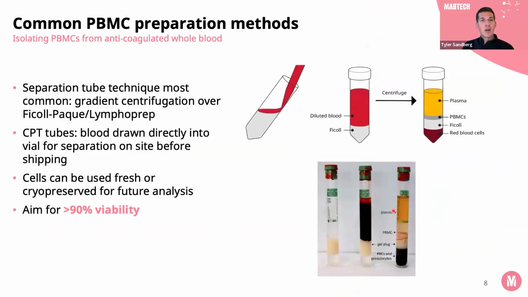So the first thing to consider is how you're prepping your PBMCs for use in your experiments. Probably the most common ones used are the separation tube techniques. So doing a Ficoll overlay, where you're diluting your blood 1-to-1 in PBS and carefully laying that over Ficoll or Lymphoprep and centrifuging to separate red blood cells and other blood components from your PBMC fraction, which you can then use in downstream analysis, either fresh or you can cryopreserve them for later analysis.